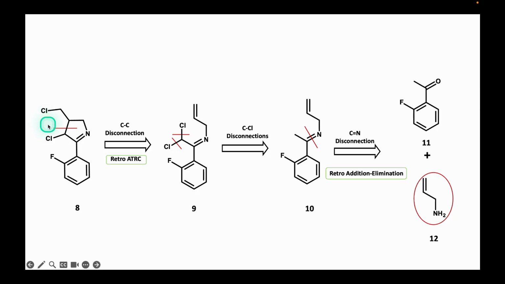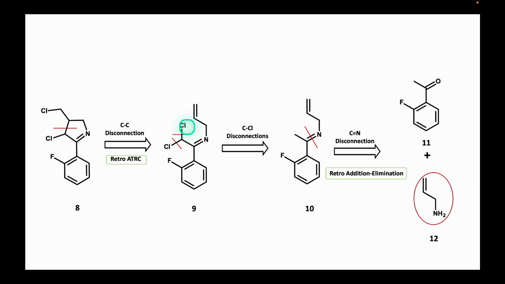The relationship between the two chlorine atoms in 8 and the presence of the nitrogen heterocycle suggest for its formation the atom transfer radical cyclization reaction, abbreviated as ATRC. With this idea, a carbon-carbon disconnection generates the dichlorinated allylimine 9.